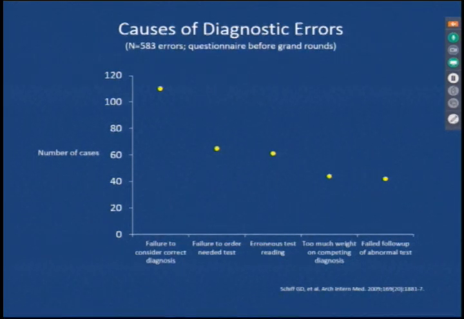That's the most common. There are others, like failure to order a needed test, which is really the same thing as failure to think about what turns out to be the correct diagnosis. Erroneous test reading, that's what radiologists occasionally do, for example. Too much weight on a competing diagnosis. Failed follow-up of an abnormal test, which always kills me, because that actually is a common problem.